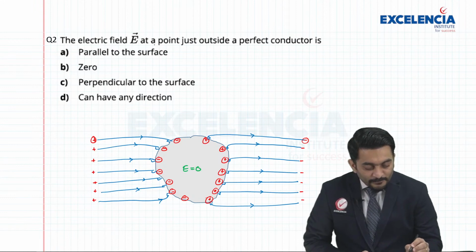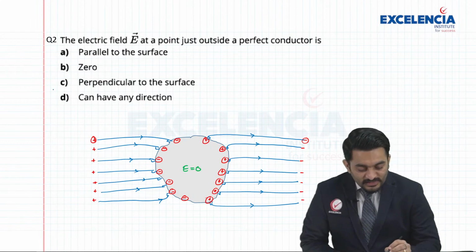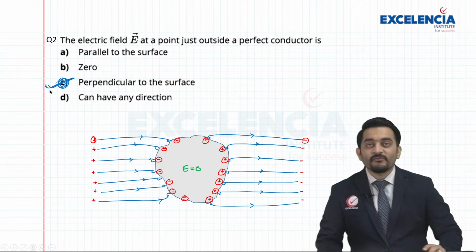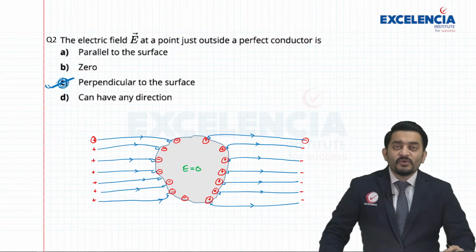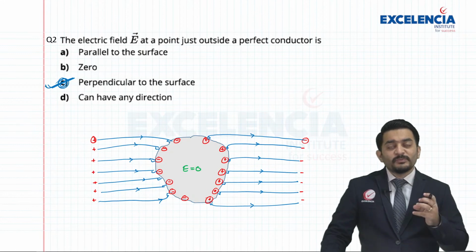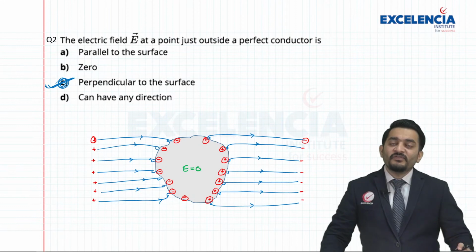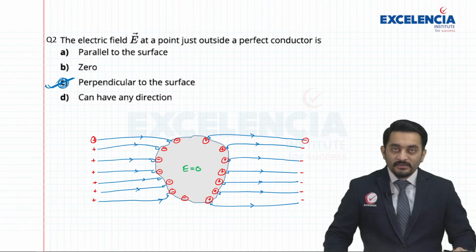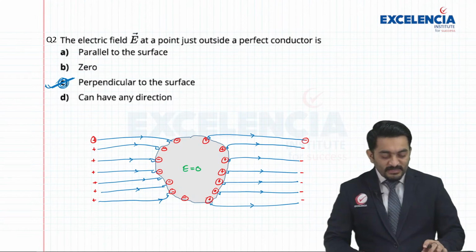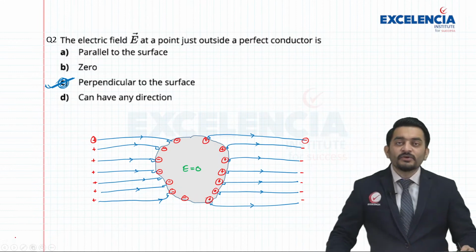Now it says electric field at point A just outside the perfect conductor is perpendicular to the surface. So my correct option is option number C, and for that I have explained in detail what is going to happen if you place a conductor inside an electric field. So the initial electric field which you have seen in the beginning gets modified. It is a valuable concept in electrostatics, so remember it. Now let's move on to the next question.